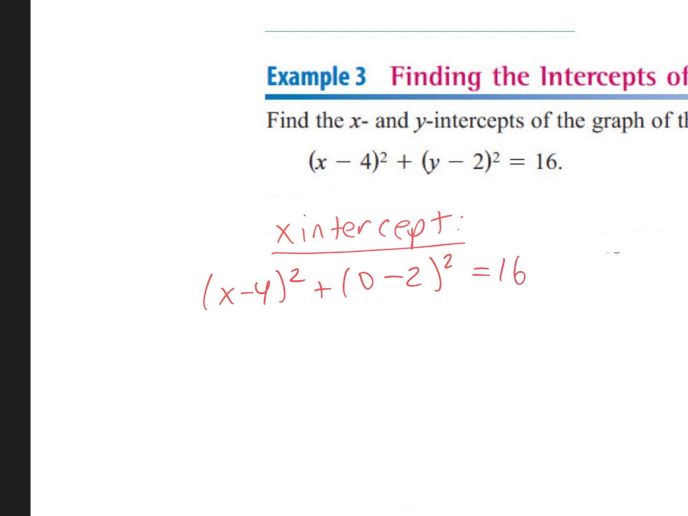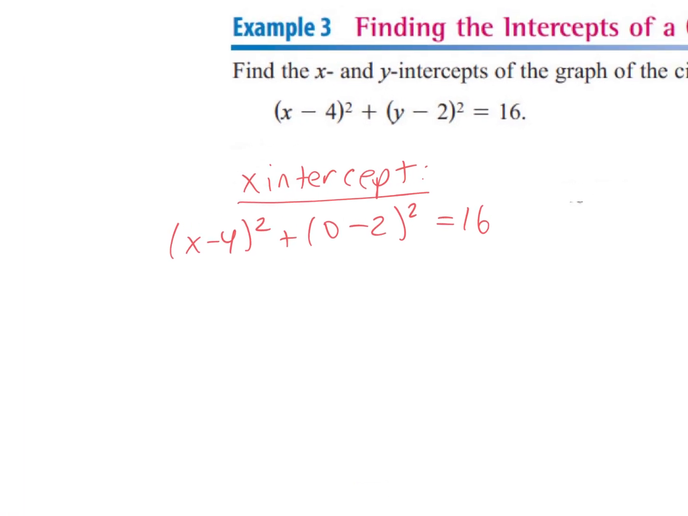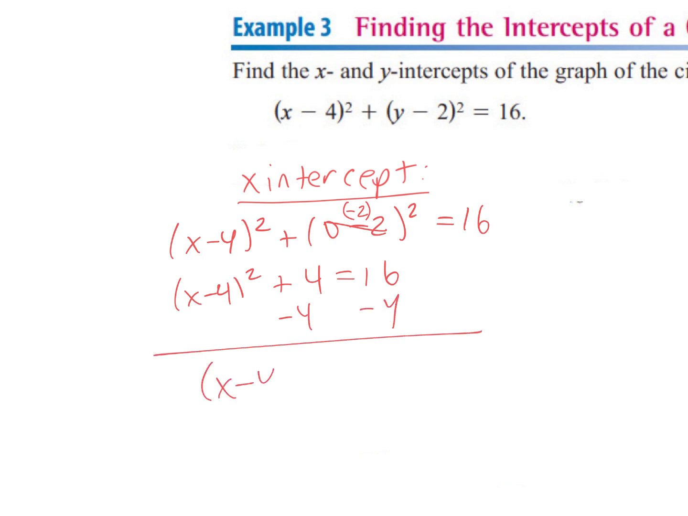Agreed? Okay, guys, algebra. Here we go. Keep your x minus 4 squared. What is 0 minus 2? Okay, and then negative 2 squared is 4, equals 16. Now what? Subtract 4 from both sides. So you have x minus 4 squared equals 12.